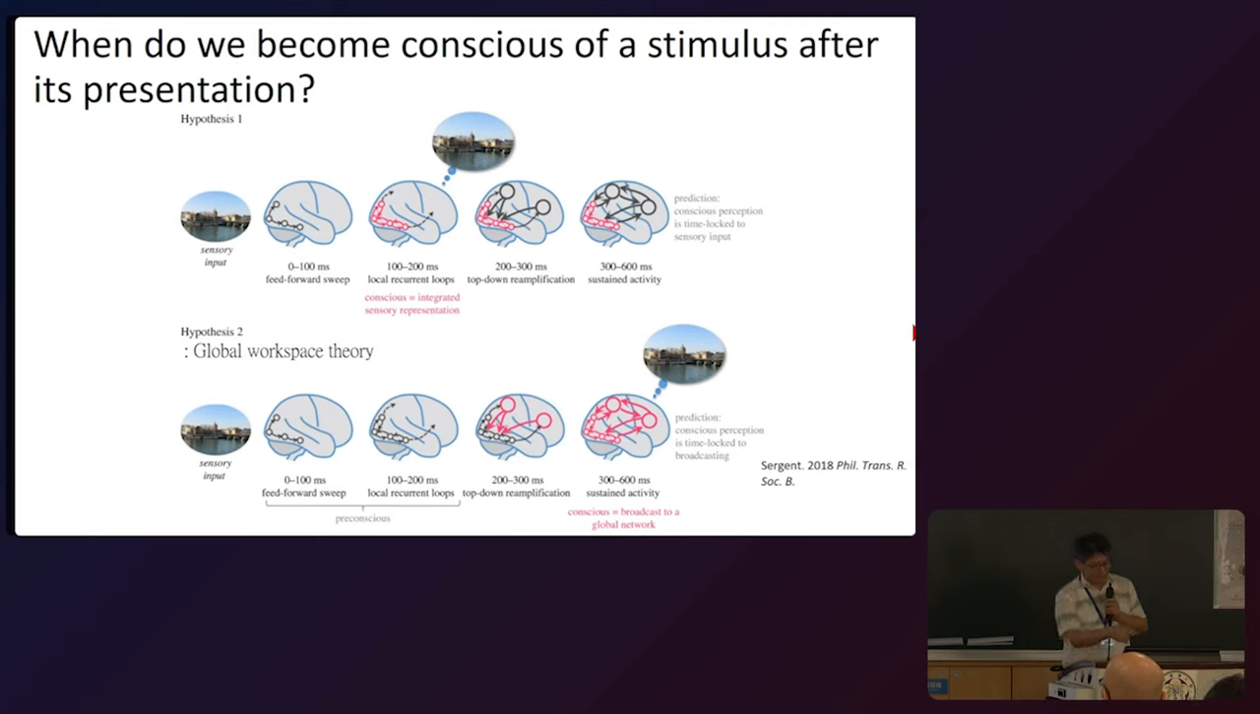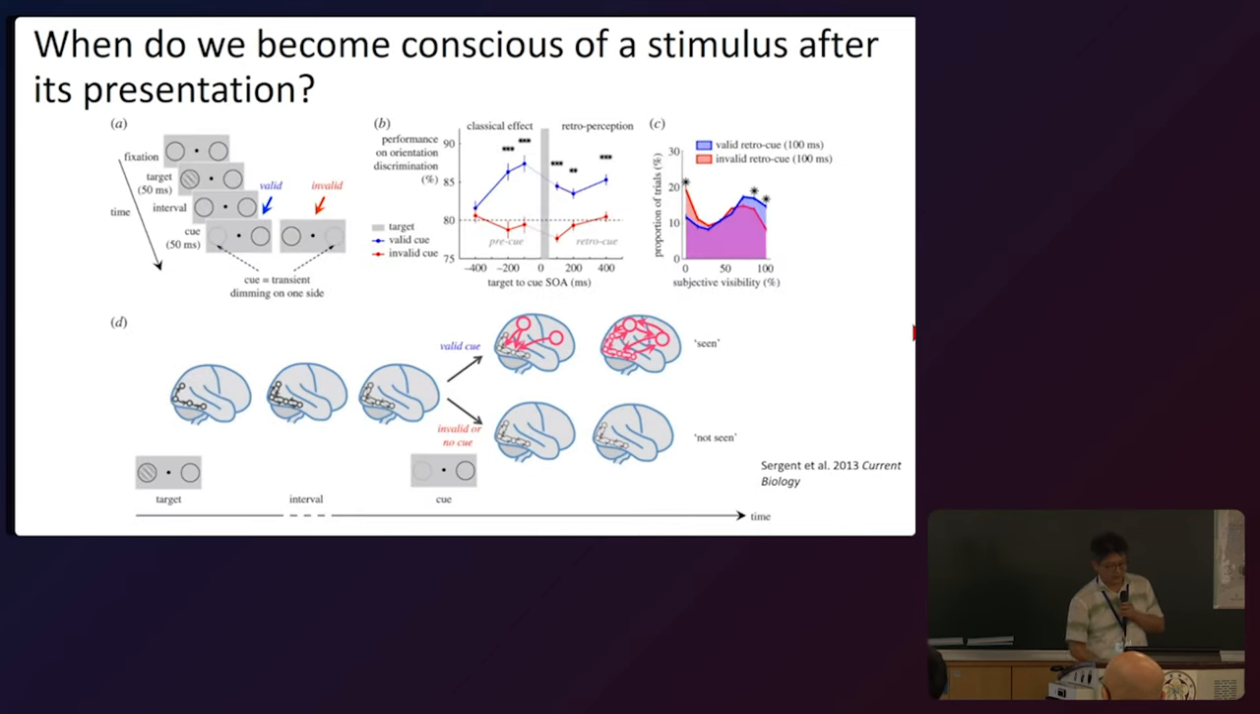Another one is that it's time-wise flexible. Later on in time, it can be reactivated, and as long as there's some residual activity in sensory areas, it can be recovered, saved. So Sergeant had an experiment, a retro-cue experiment, where a threshold-level stimulus is presented, but after the stimulus is on, she showed a cue, valid or invalid. She found that even after the stimulus is gone, your perception or the stimulus identity can be recovered. So she says there's a flexible conscious perception, not time-locked to the actual sensory presentation.